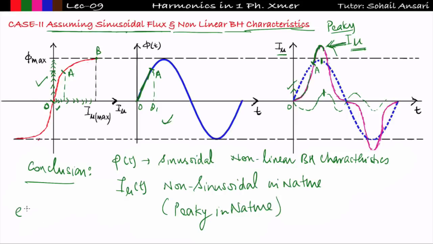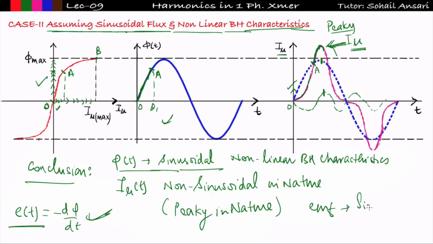Also, the EMF induced in the primary winding at no load will be equal to minus dφ/dt, right? So if φ(t) is sinusoidal, the EMF will also be sinusoidal. So in this case, the EMF will be sinusoidal, φ(t) will be sinusoidal, but the magnetizing current is non-sinusoidal, and the waveform I will get is peaky in nature because of non-linear BH characteristics.